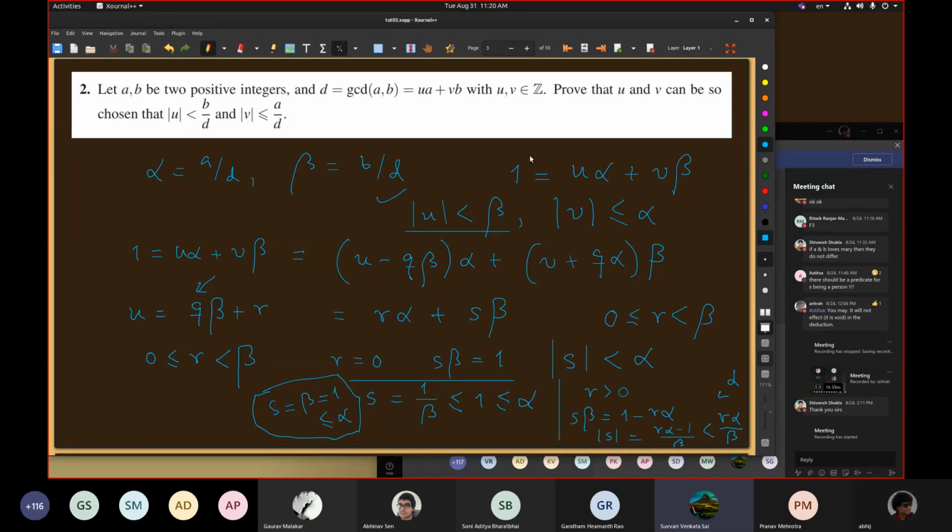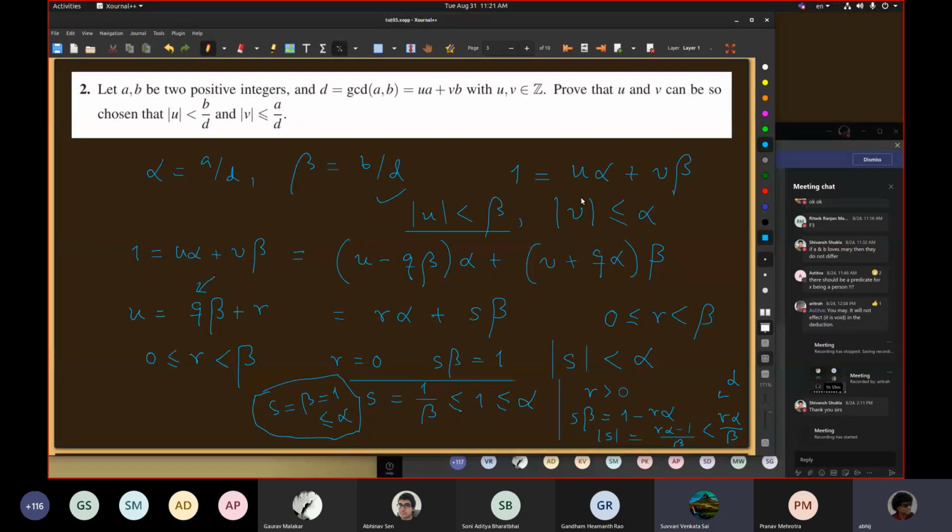Also, sir, we shall also prove u less than beta, right? No, I don't understand your query. Yeah. So let u vary from minus beta minus 1 to plus beta minus 1. And v let it vary from minus alpha to plus alpha, and then you count how many things are there, the maximum and minimum possible values, and then somehow prove that there must be a repetition and do some kind of jugglery. Yeah, by pigeonhole principle, perhaps you can prove it.